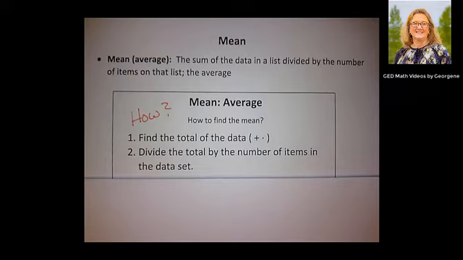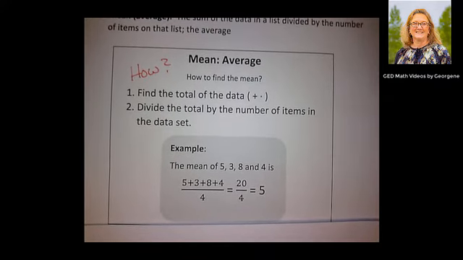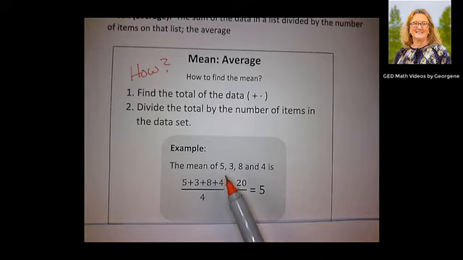Let's take a look at an example here. We've already worked through it, but it is a data set of numbers. We have four numbers: 5, 3, 8, and 4. If we find the total of those numbers, you'll see that we have 20. And we have four items: the 5, the 3, the 8, and the 4. So that's four total items. We'll take 20 divided by 4, and that gives us 5. That's how we find the mean.